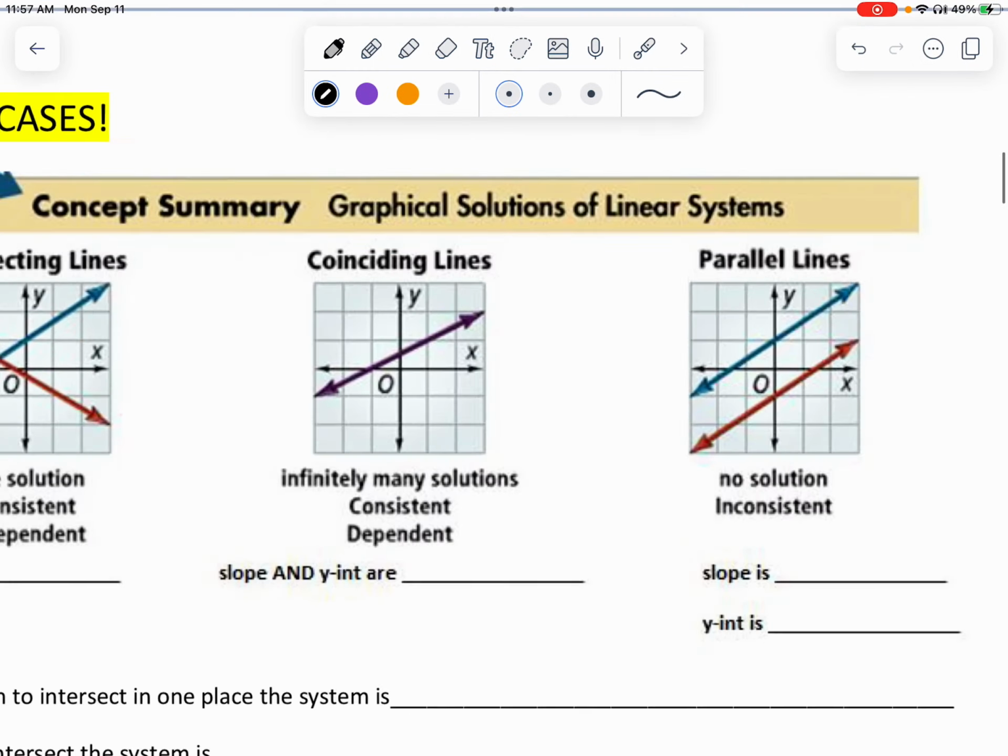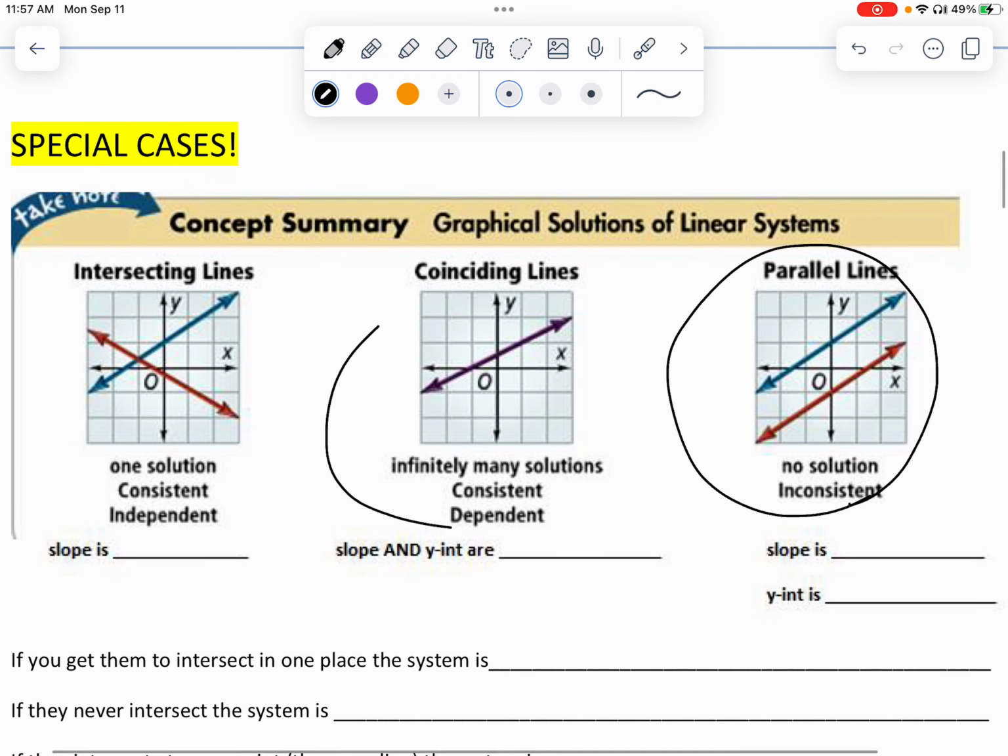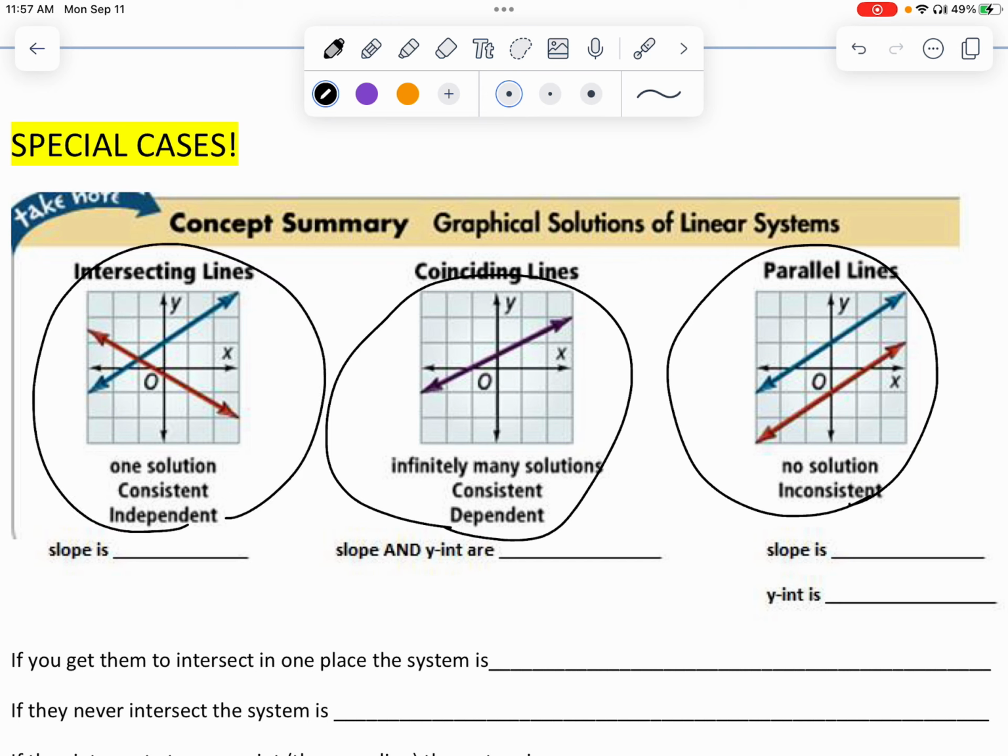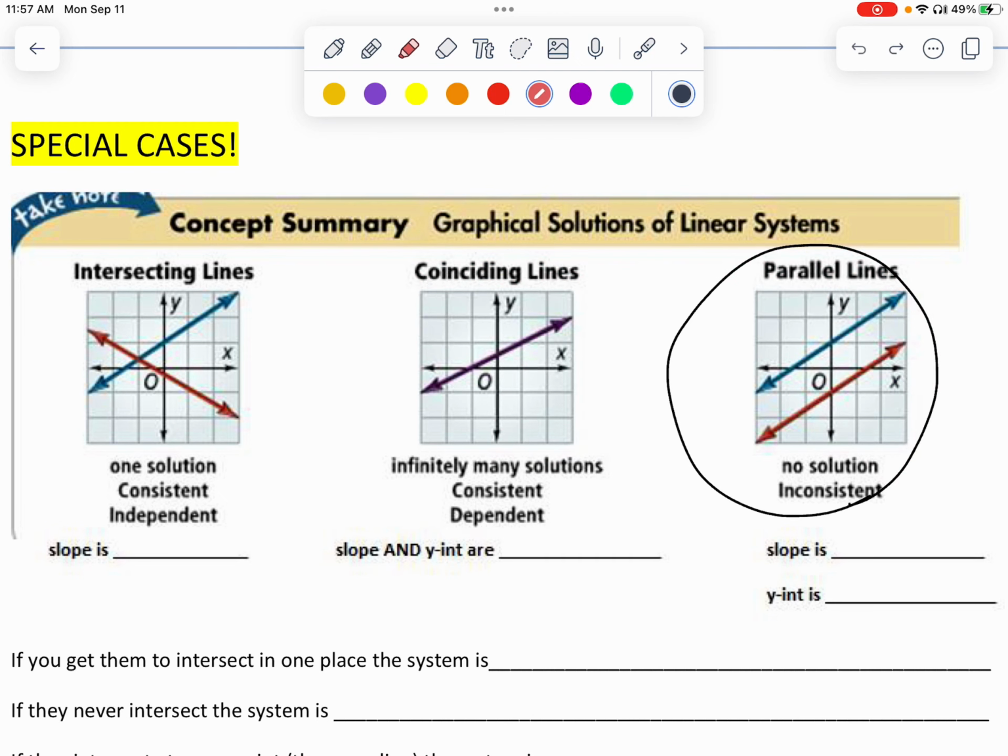Sometimes the lines don't cross. Or sometimes they cross and they're the exact same. Or maybe they're what we just had. So this is a beautiful visual of what we might come across as answers. I call these the special cases, because the special cases have special answers.